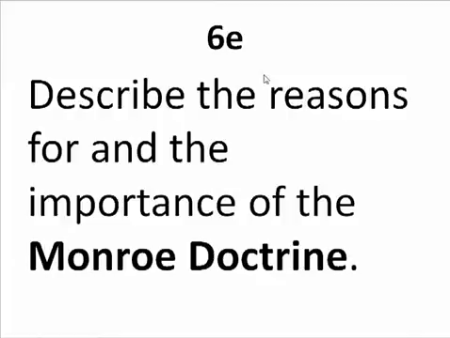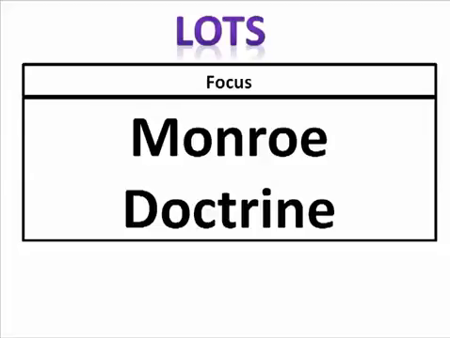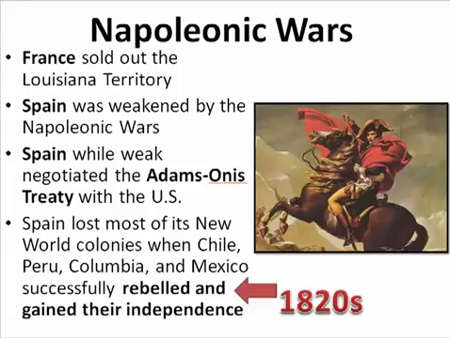All right, let's look at 6E and finish up Standard 6. Describe the reasons for and the importance of the Monroe Doctrine. That's two different things. The reasons for the Monroe Doctrine and then the importance of the Monroe Doctrine. So our main focus is going to be on the Monroe Doctrine and the language of the standards over Europe. Thomas Jefferson used diplomacy to get him to sell Louisiana Territory. During these Napoleonic Wars, France sold all of its holdings in North America. So France is out of the picture. It's out of the New World.